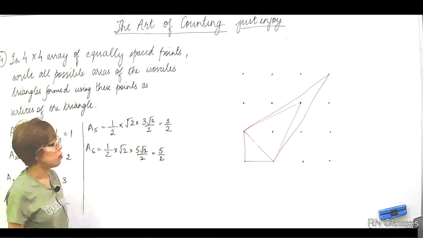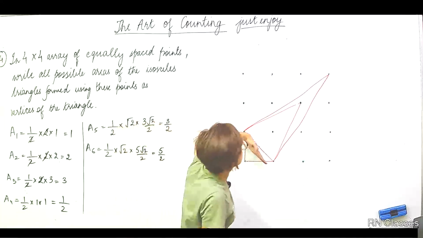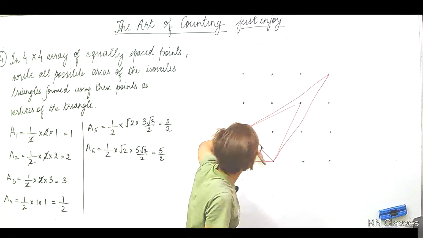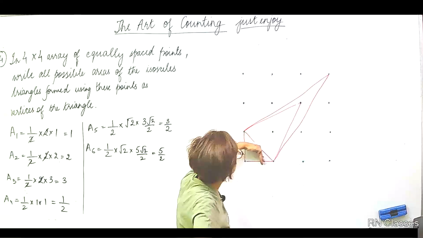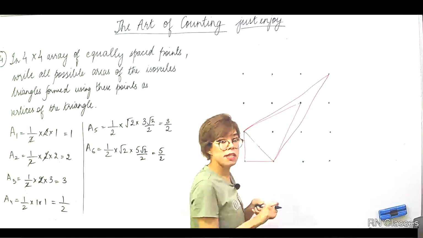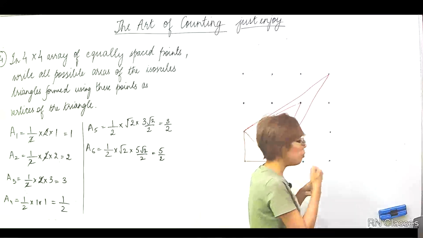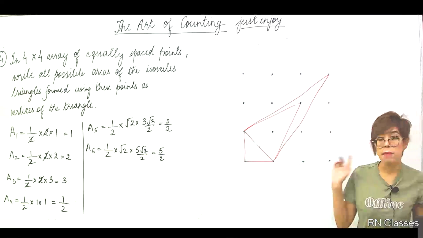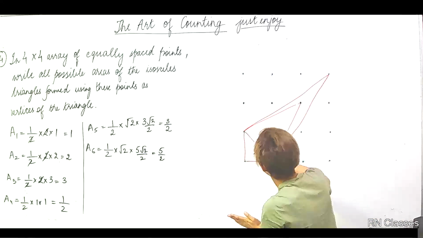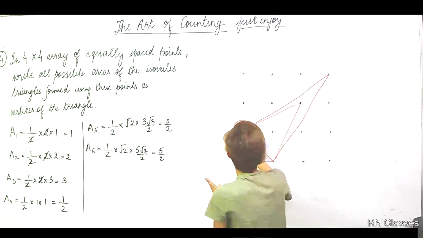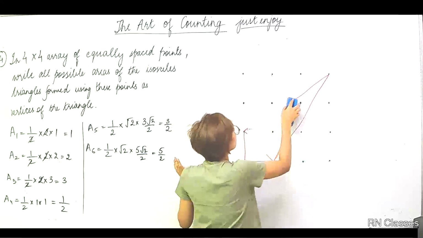Great. 5 by 2. Now keeping this as the base, can I have another isosceles triangle? Can I have it? Doesn't seem so. Right? Alright. So we will now move forward. So I am erasing this because we have exhausted the possibilities. So let's erase it and move forward.